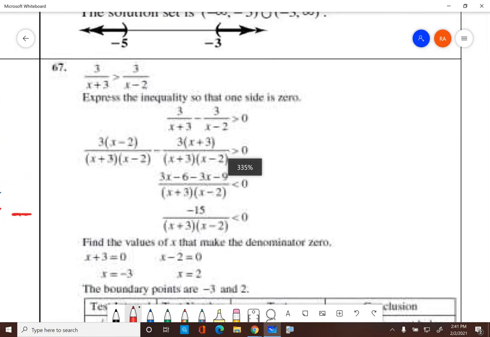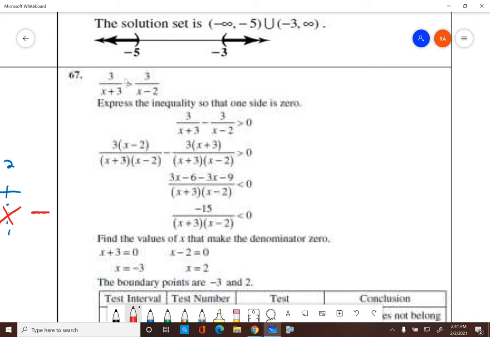Okay, so 67, kind of another goofy question here. When is this rational expression greater than this rational expression? I don't know. That seems like a crazy question. So what I'm going to do is I'm going to bring everything over to the left. I'm going to subtract this entire rational expression, 3 over x minus 2.